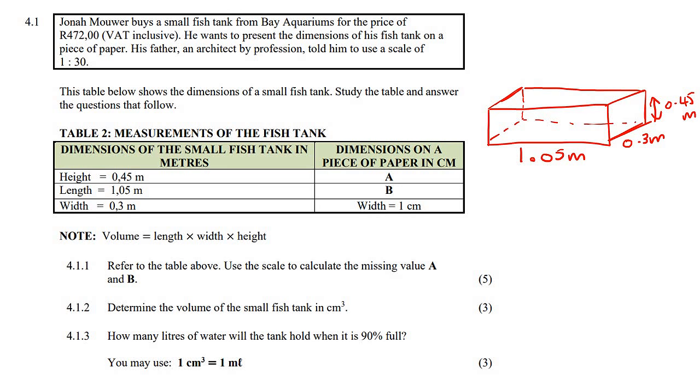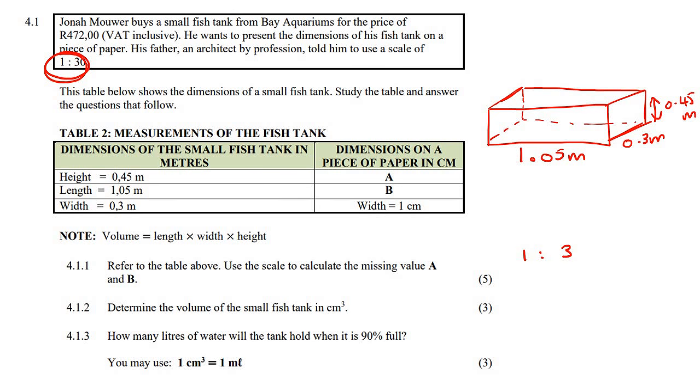Okay, excellent. Now, what do they want us to do? They said note that volume is equal to that times that times that. Fantastic. 4.1.1, refer to the table above. Use the scale to calculate the missing values A and B. Okay, so these are the dimensions in real life, but they want us to now give the dimensions on a piece of paper. And remember, the father said use a scale of 1 to 30.